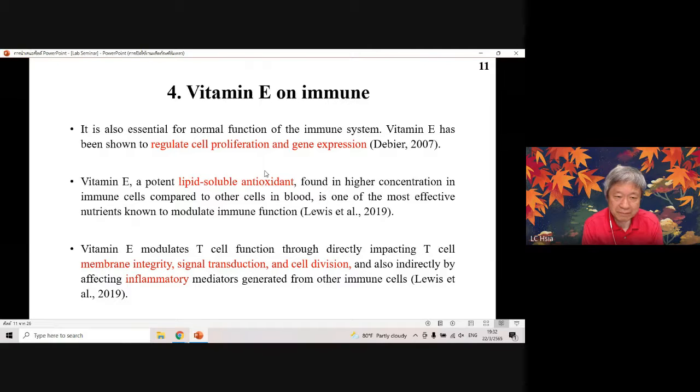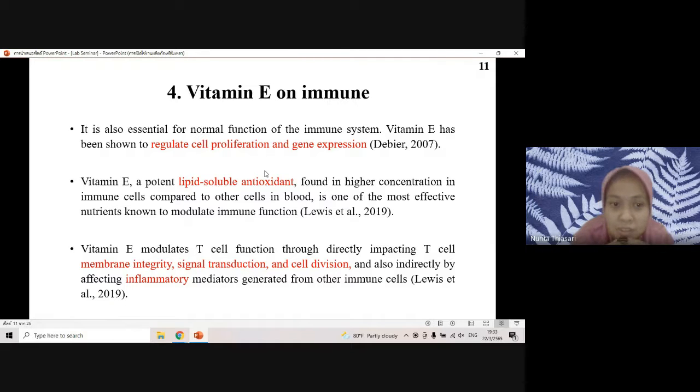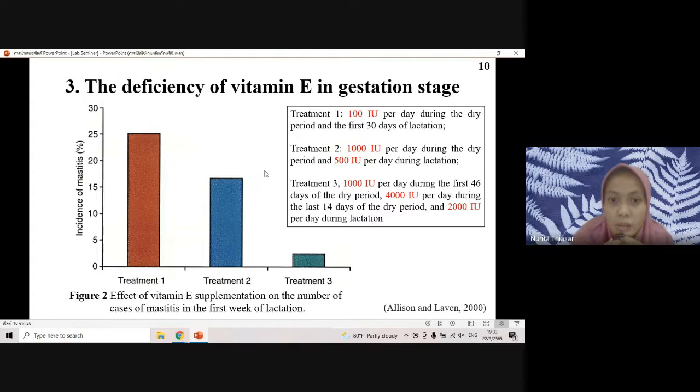Okay, Yolita? Yes, Professor. Thank you, New, for your presentation. Would you please come back to page 10? Yes, this one. I'm sorry, I don't understand the treatment. Why is the treatment providing higher vitamin E in the dry period compared with lactation? Thank you.